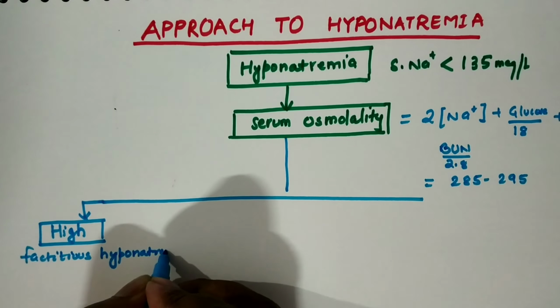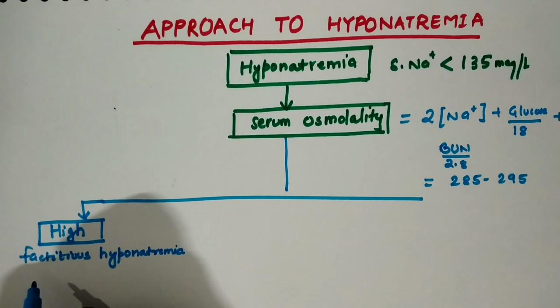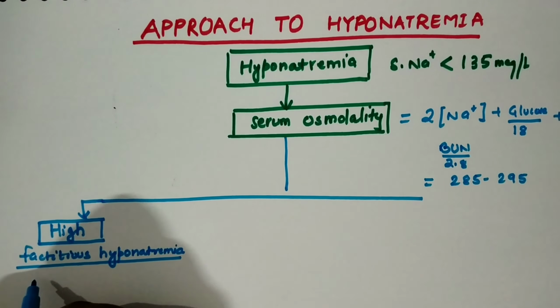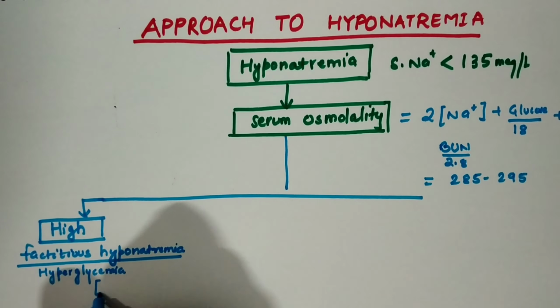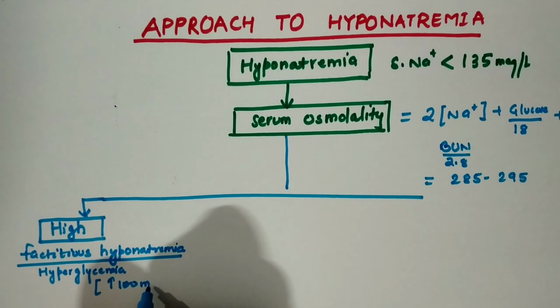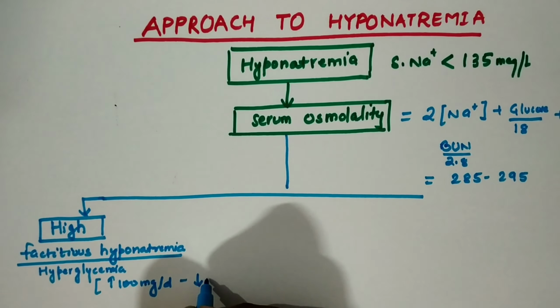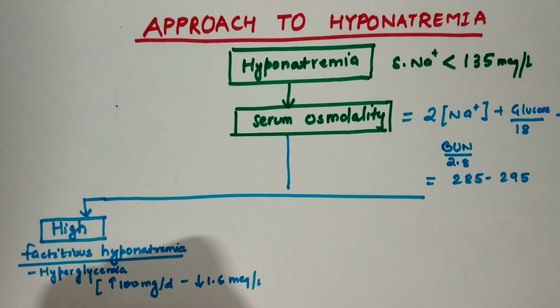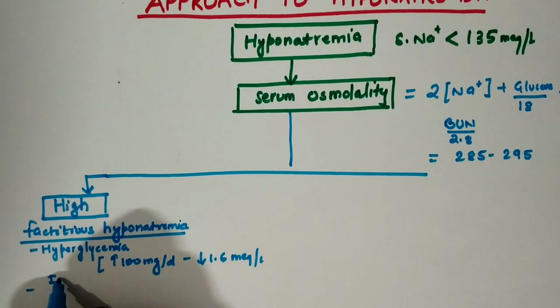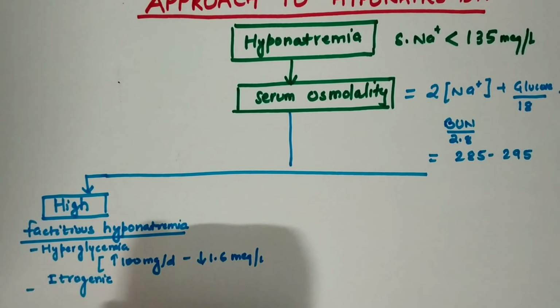Factitious here means hyperglycemia or iatrogenic causes of hyponatremia. Here serum sodium decreases due to increased level of glucose. For every 100 milligram per deciliter rise in blood glucose, serum sodium decreases by 1.6 milliequivalent per liter. Iatrogenic causes are using mannitol, sucrose or glycerin.